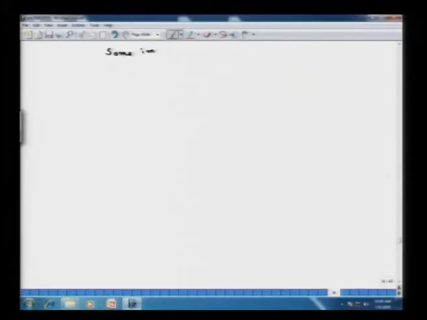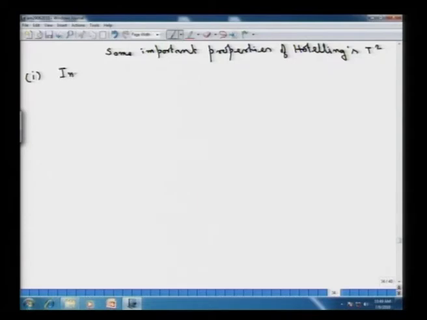Now what we will do today is look at some important properties of Hotelling's T-square. The first property that we are going to discuss is the invariance of the Hotelling's T-square statistic with respect to a non-singular transformation.